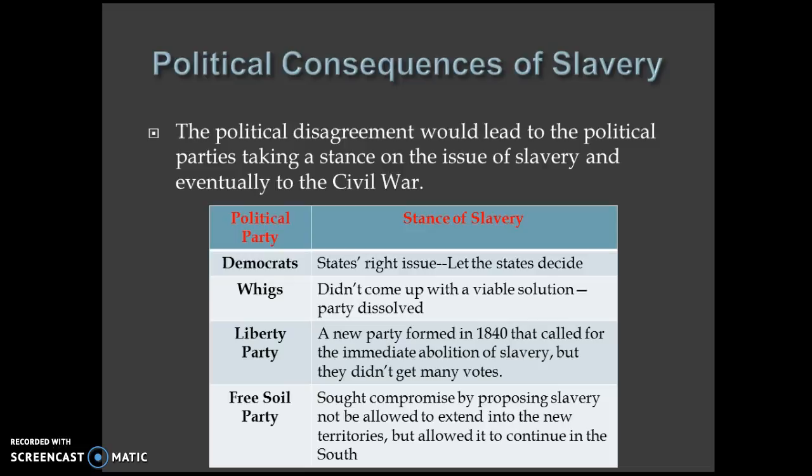There's also a new party called the Free Soil Party. Think about the name, Free Soil. They sought to compromise with the issue of slavery by essentially proposing the idea that slavery is just not going to be allowed to extend into the new territories. So imagine the new territories they gained, like in the Mexican-American War with the Mexican Cession, California, Nevada, Arizona, all those territories. We're not going to let slavery extend into new territories that we're adding in the country, but if a state already has slaves, like in the Southeast, Georgia, Virginia, South Carolina, North Carolina, all those states, well, they already have slaves. It can be allowed to continue in those states, particularly in the Southeast.